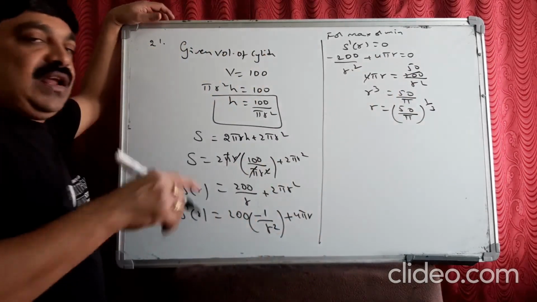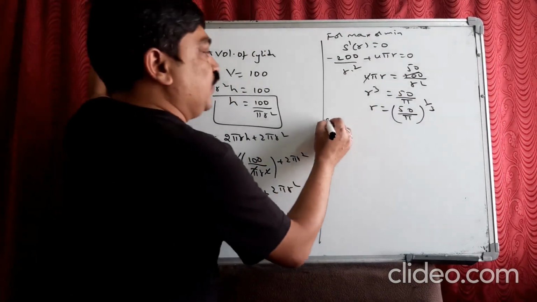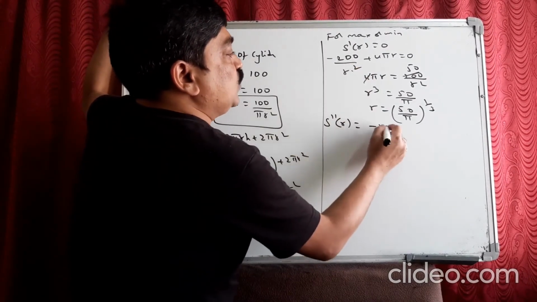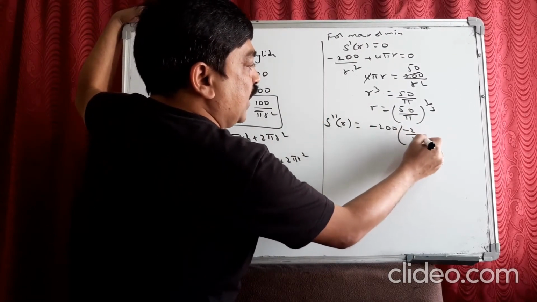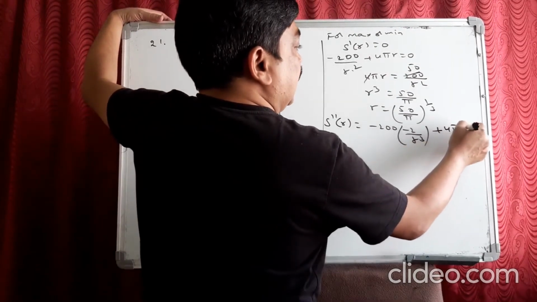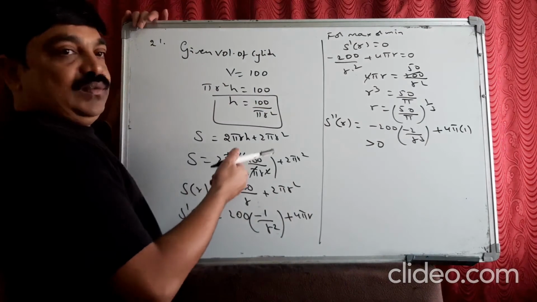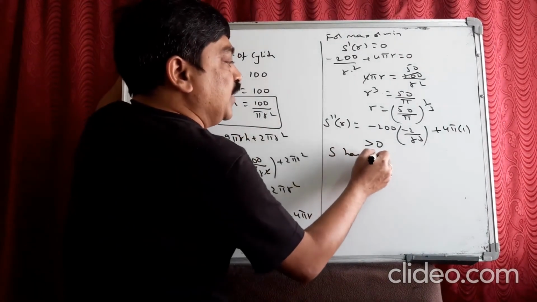So when you get the r value, let us check whether we are getting the minimum value or not. For that we need the double derivative test. S double dash of r is minus 200 times the derivative of 1 by r square, which gives minus 2 by r cube, plus 4 pi into 1. This is positive, this is also positive, so everything is positive. So the double derivative is positive, therefore S has a minimum.